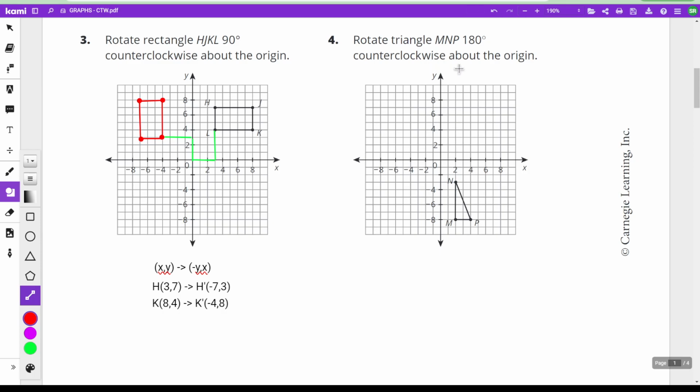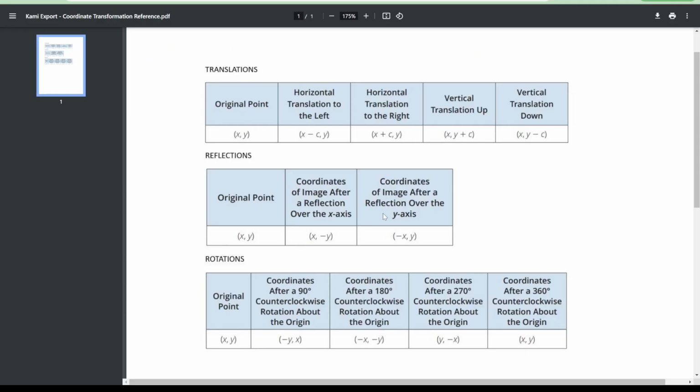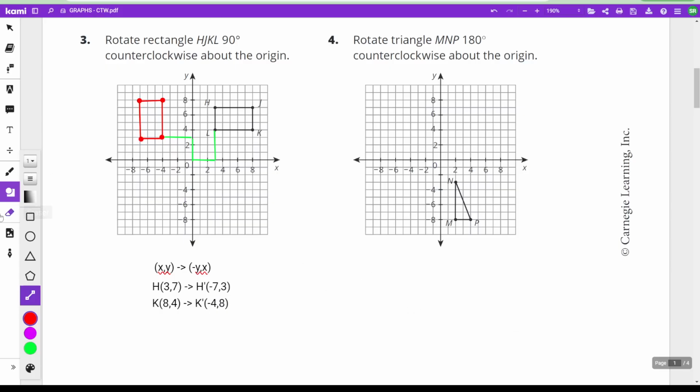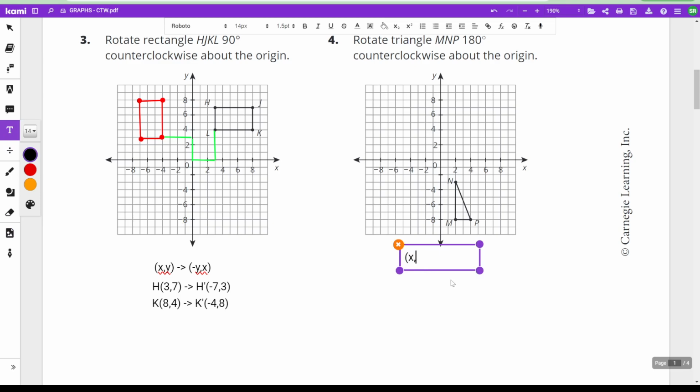Okay, so now number 4 asks us to rotate a different angle and wants us to rotate 180 degrees counterclockwise. So if we go back to our coordinate reference sheet, we can see here that a 180 degrees counterclockwise rotation is going to take our original xy coordinates and transform them such that it's negative x, negative y. Okay, so let's go ahead and use that. Our xy coordinates are going to be transformed such that we have negative x, negative y.